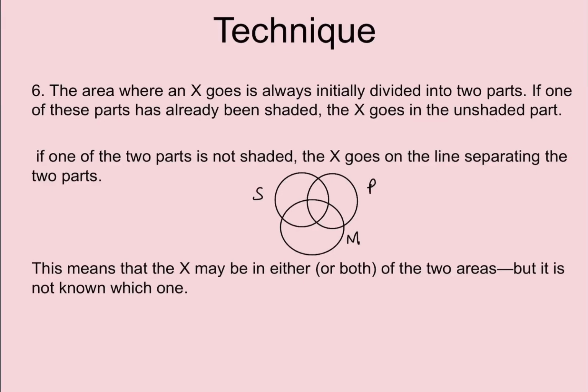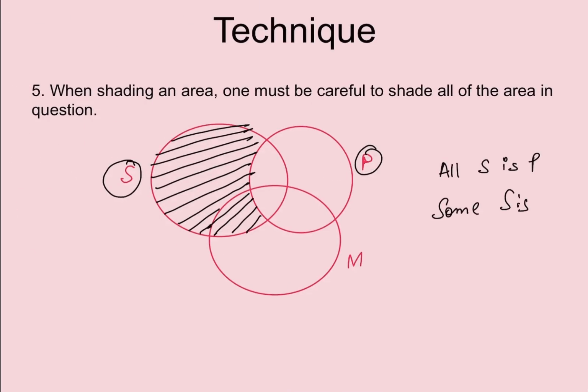Next one is when the area where X goes is always initially divided into two parts. If one of these parts has already been shaded, X goes to the shaded part. So again, if you take an example of some S is M, इस case में आपका X यहाँ पे आ जाएगा because this part is already shaded.